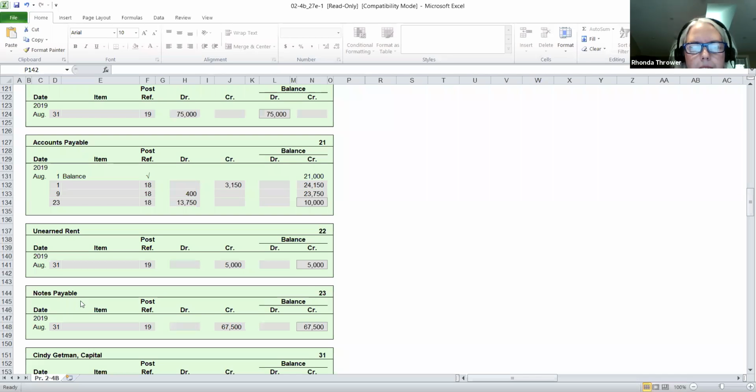Just copying the information from the ledger. My next account is notes payable. It too is a liability, so it should have a credit balance. Notes payable has a credit balance of 67,500. You're only picking up your ending balances and transferring them to the unadjusted trial balance.